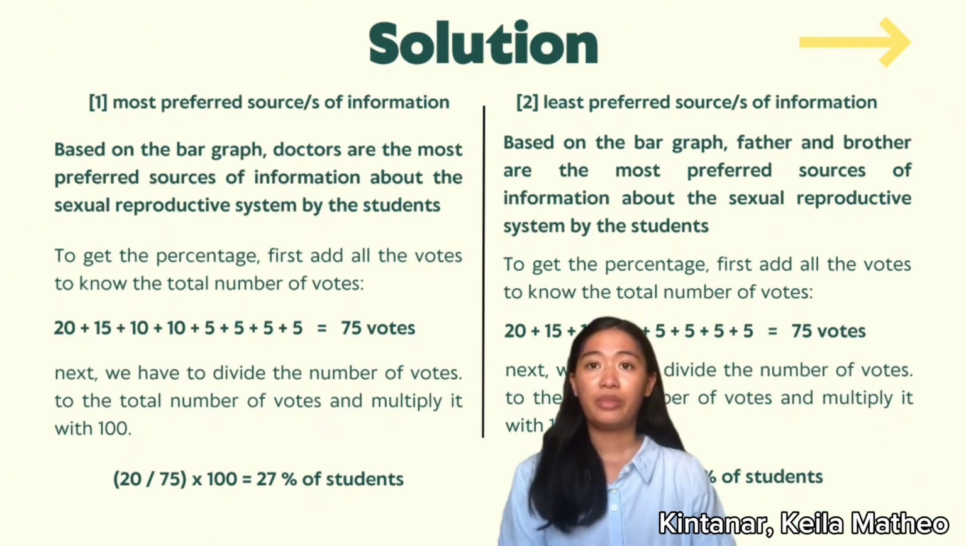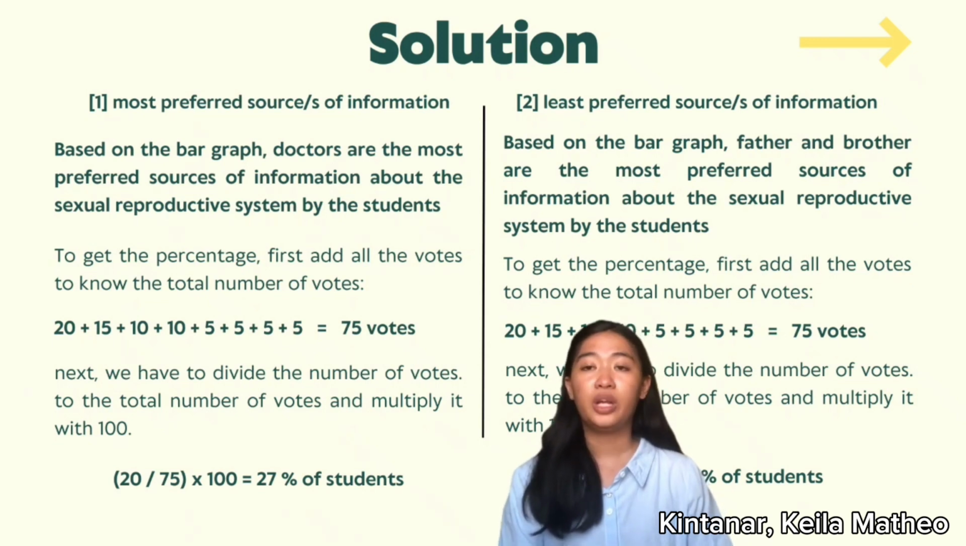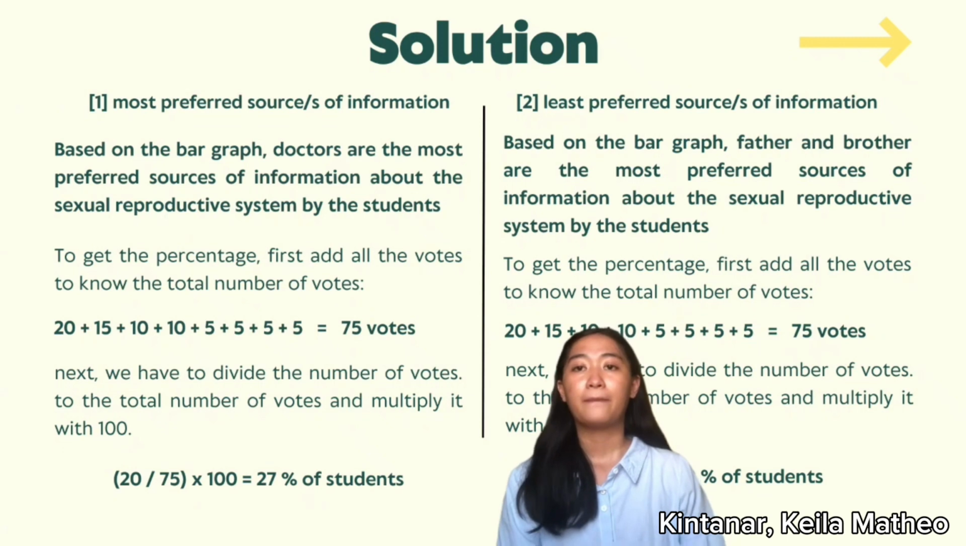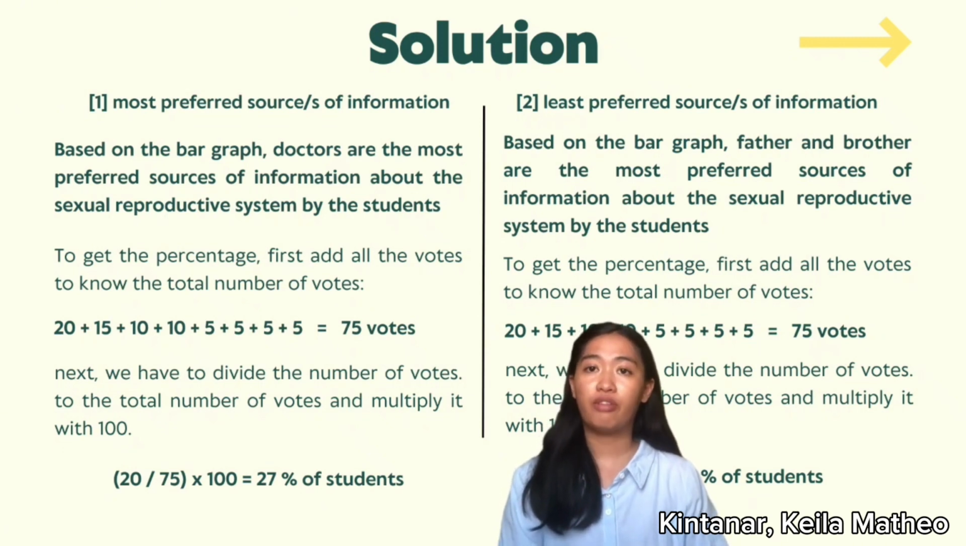So now that we have found the most and least preferred sources of information, we now have to find its percentage. But first, we have to find the total number of votes. To do this, we have to add up all the votes. 20 votes for doctors, plus 15 votes for school teacher, plus 10 votes for mother, and 10 votes for films or videos, plus 5 votes for sister, 5 votes for other family members, 5 votes for friends, and lastly 5 votes for other sources, is equal to 75 votes.